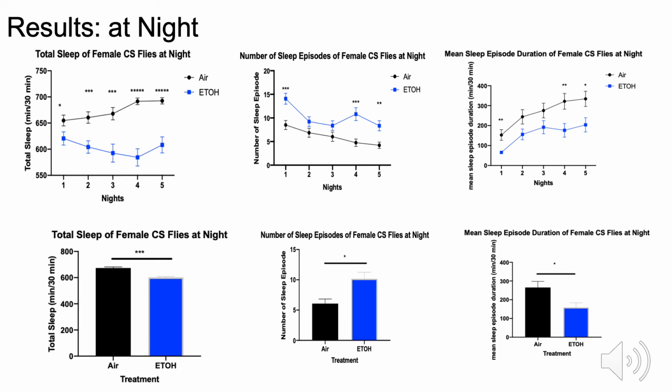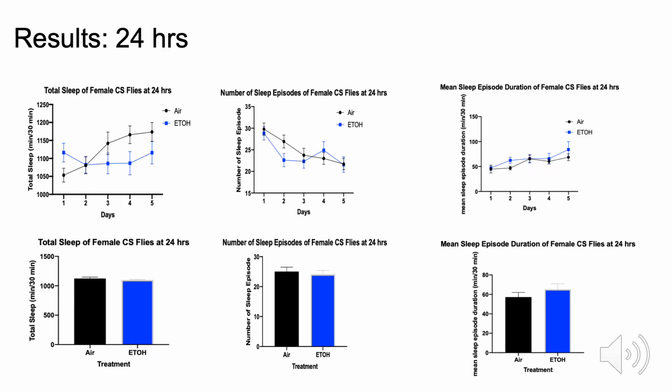Now, during the night, we see something very peculiar. We see that flies decrease the total sleep, increase their number of sleep episodes, and decrease the mean sleep episode duration. So that at a 24-hour interval, and in these 24 hours, the day and night analysis are included, we observe no change at all in total sleep, number of sleep episodes, and mean sleep episode duration.